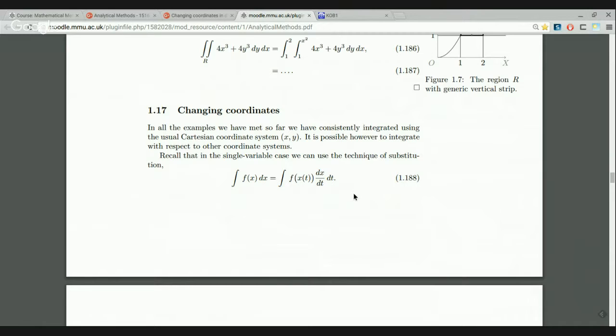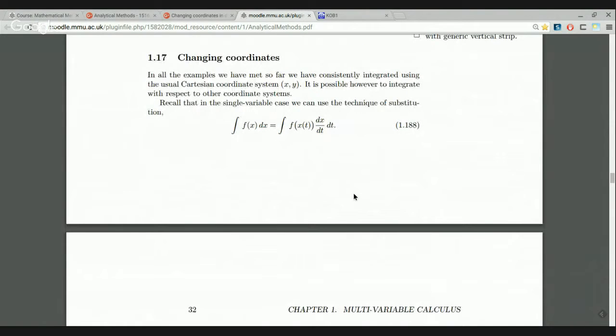So to transform the integral to one involving the variable t, you have to replace x everywhere by what it is in terms of t. So that's replacing the x with x of t inside of f. But then you also have to make an adjustment to the differential. And that adjustment is dx/dt.